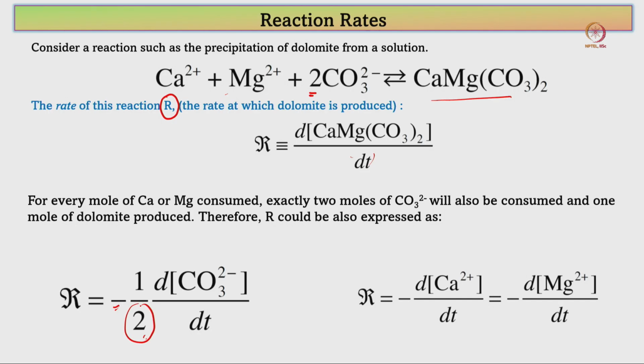Here also the same. So, R can also be written in terms of calcium. R is equal to minus d[calcium concentration] divided by dt. Again it can be written in terms of d[magnesium concentration] by dt, and these are all equal, the rate is the same. These are all equal signs. So, it can be written in terms of any component, either the product term or the reactant terms.